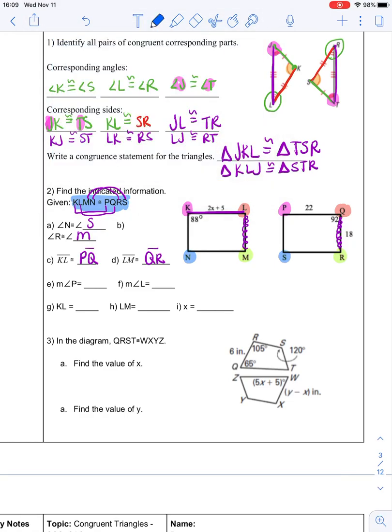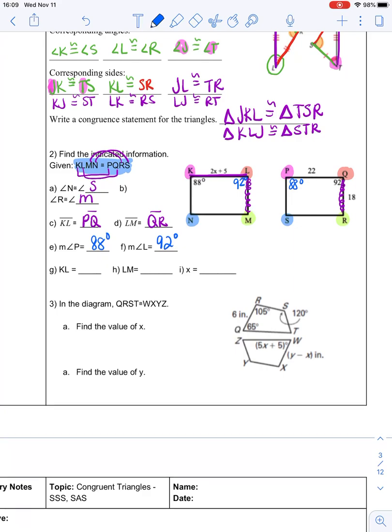The measure of angle P, now I actually want measurements. So the measure of angle P, P matches with K. K is 88 degrees, which means that P is also 88 degrees. Angle L matches with angle Q. Angle Q is 92 degrees, which means that angle L is also 92 degrees.